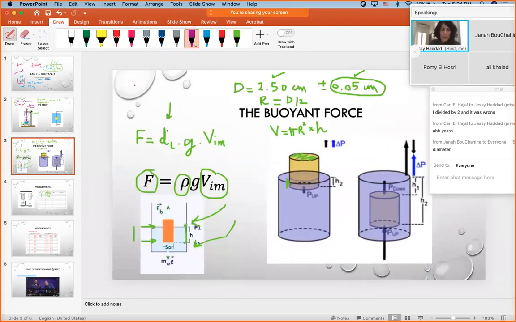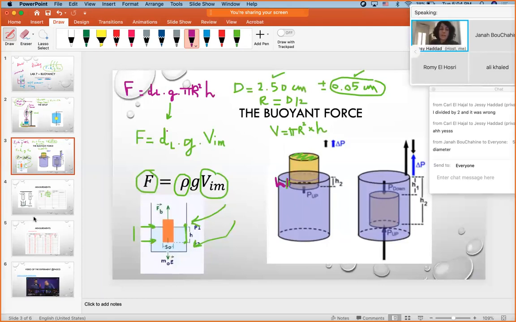Let me try to write the Archimedes upthrust again. I'm practically done. It's d_l times g. Instead of V_m, I'm going to write pi r squared times h. And here I need to remind you, h is not the height, really, it's the depth. This is h. I would love to call it depth, but I don't want you to think it's density.